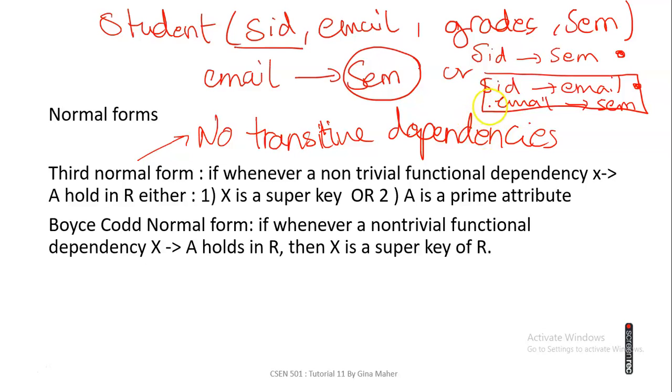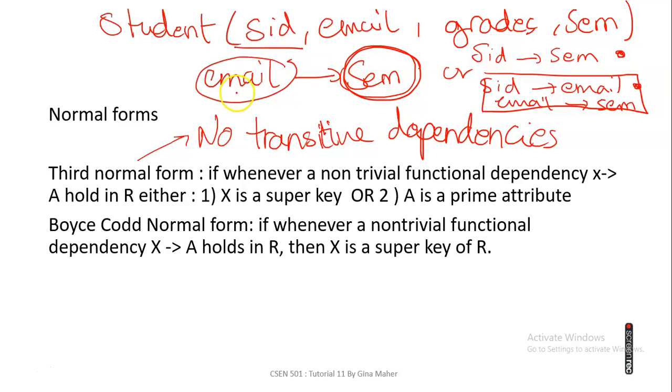This indirect way is called a transitive dependency. So a relation is not in the third normal form if we have a transitive dependency. Why? Because in this case, we have a dependency where X is not a super key because it's not part of any candidate key, and Y is not a prime attribute because it is not part of the candidate key.